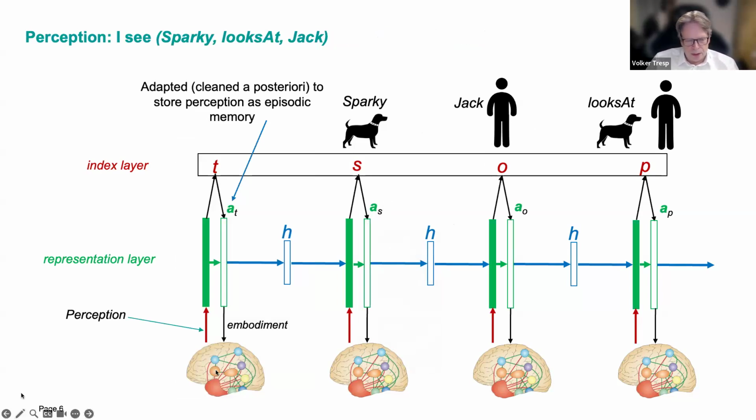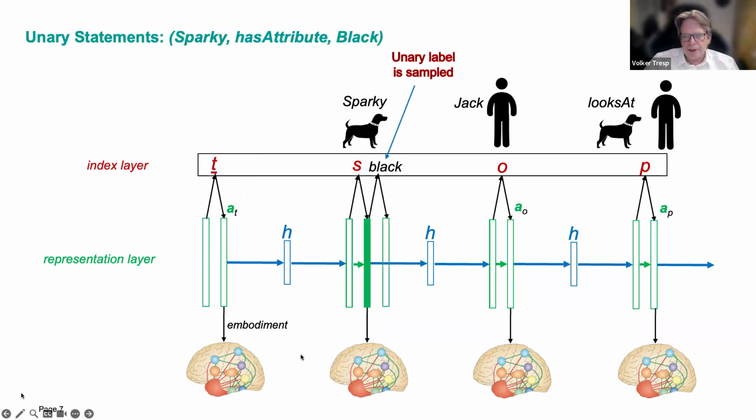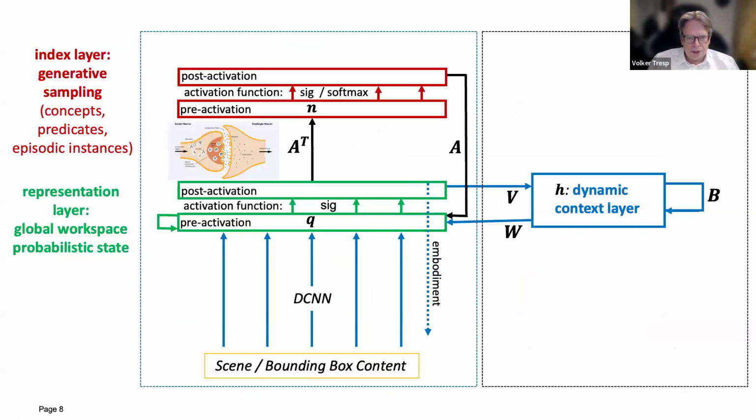And perception works with the same machinery, just in another operational mode. So the input comes from the vision, activates the representation layer, and that then decodes in the image the subject, the object, and the predicate. Again, maybe finding in the image that Sparky looked at Jack. And so here it's mostly a bottom-up operation and not so much top-down. But everything works with the same machinery. And if we don't need the predicate, for example, if Sparky and Black is activated, then it means that Sparky is black, so we don't need the predicate. So we have a little bit of a shortcut here, which also leads to generalization.